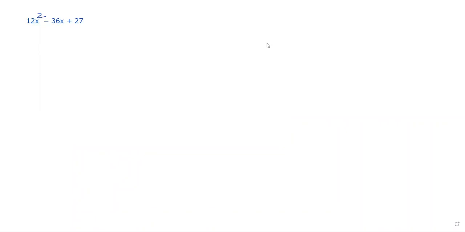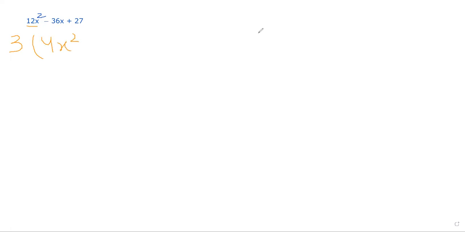Yes. What is it? We can take them all in table number 3. Very good. We will take 3 common. If we take 3 common, what is left in the first term? How many times 3 is equal to 12? 4. So this is 4x square.